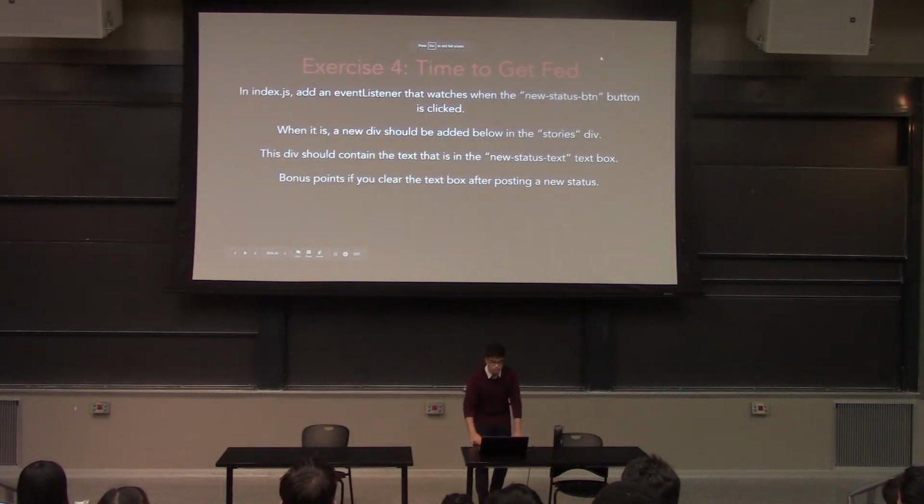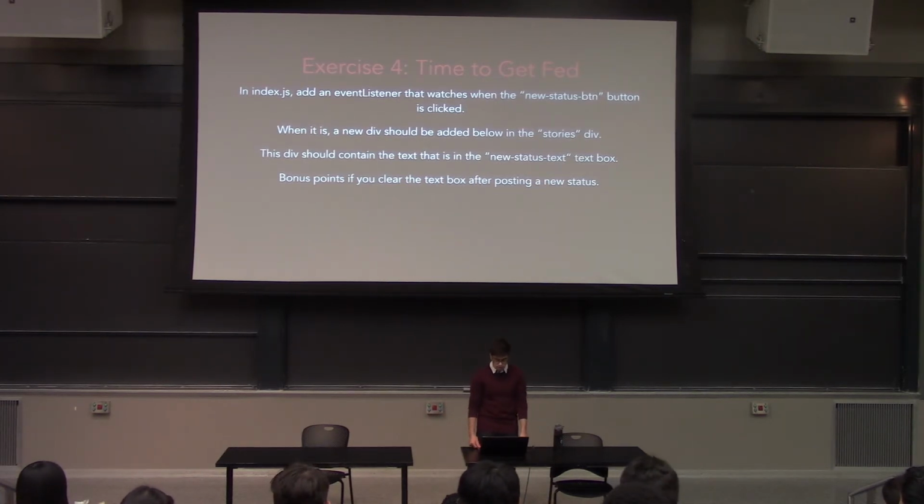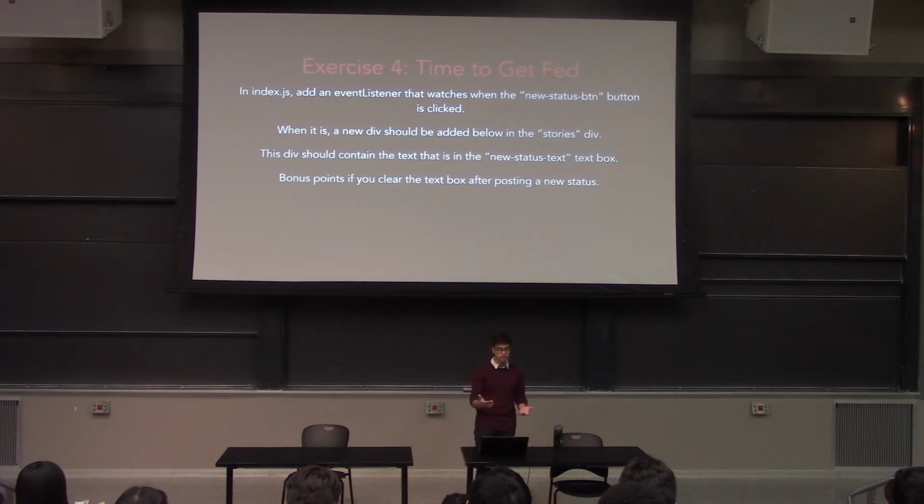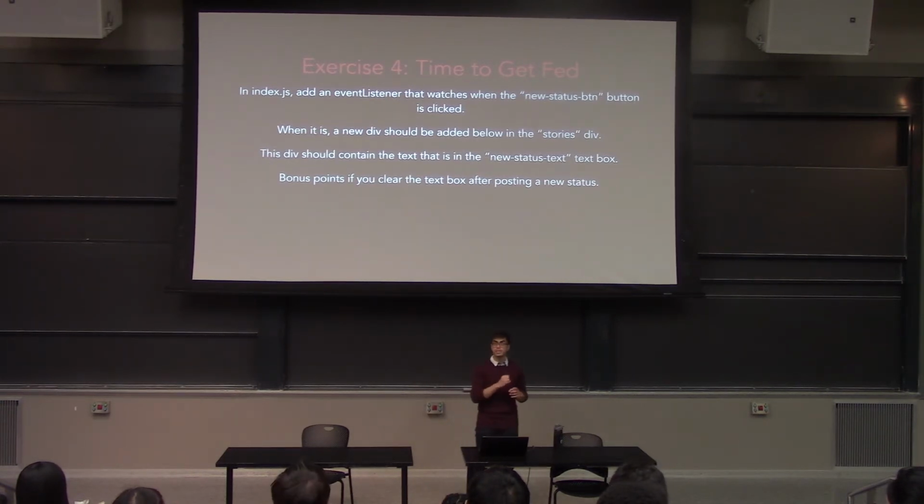So, this is the last exercise. It's a little harder, but I'm sure you guys can get through it. Basically, you're going to add an event listener. Okay? Remember we showed a little bit of example of that. You're going to add an event listener that watches the new status button. Right? The new status BTN is the ID of that button that I have there. And you want to watch when it is clicked. Okay? When it is, we want to create a new div that's going to be added underneath the stories div.